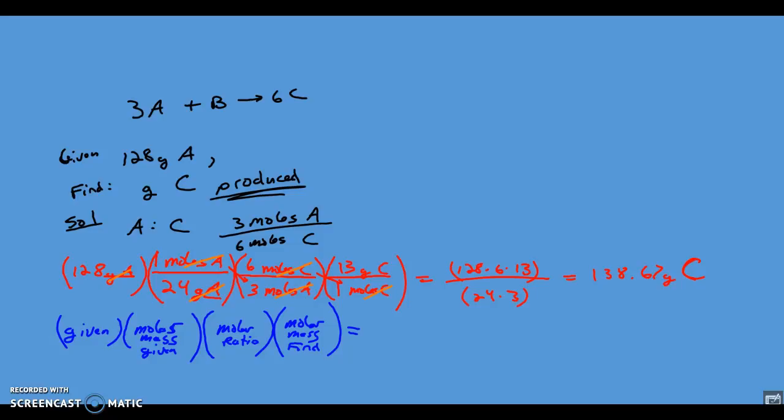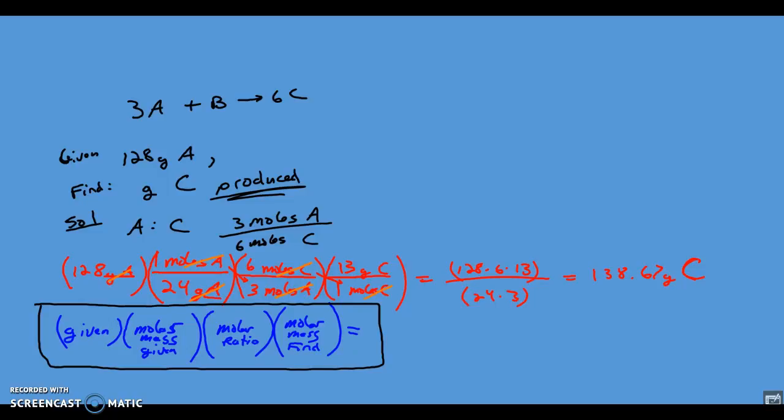So if there's something to memorize, it's this. We'll start with what's given, times the molar mass that's given, times the molar ratio, which allows us to convert between substances, and then times the molar mass again. That will give us mass that is produced or needed.